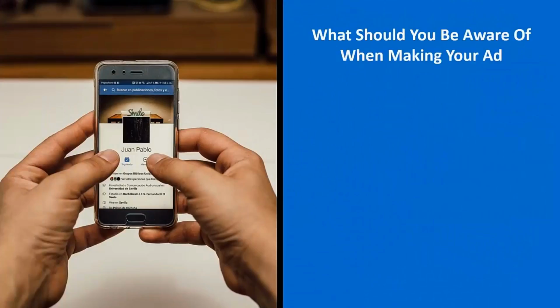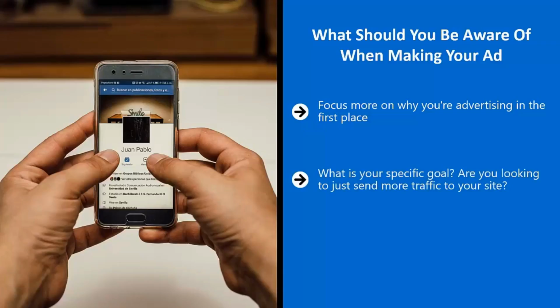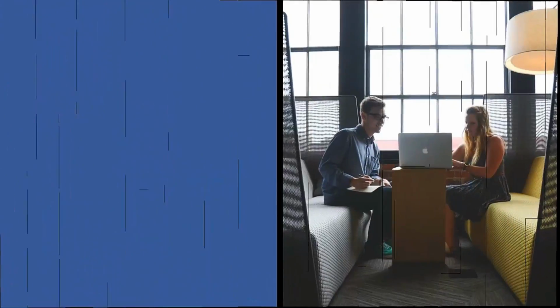What should you be aware of when making your ad? Focus more on why you're advertising in the first place. This gives you a big picture view that can help you increase your chances of success. What is your specific goal? Are you looking to just send more traffic to your site? Are you looking for more people to become aware of your brand so when you do run other ad campaigns, they're more likely to click? Are you looking to build up a mailing list? You have to optimize your ads based on the outcome you desire.